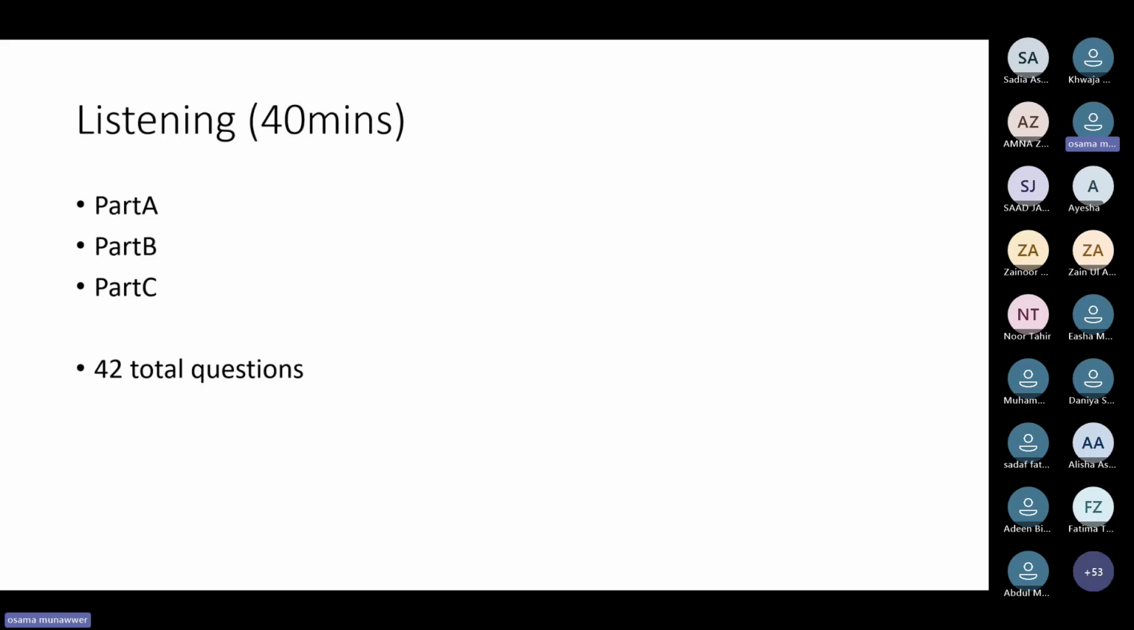They basically give you headphones, you put them on, they do a sound check to see if your headphones are working fine, and then they play the audio. The important thing to realize is once the audio has started, they cannot pause it and they won't replay it. So you have to be very attentive throughout. If you miss something, you cannot come back to it. That's the important thing to note.